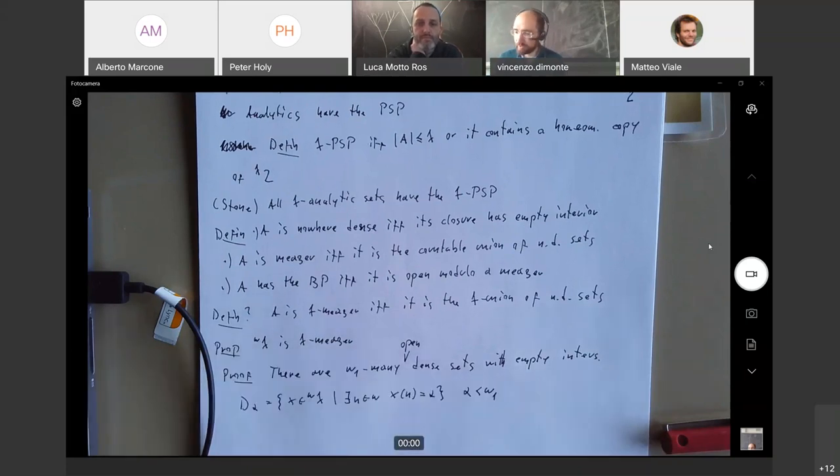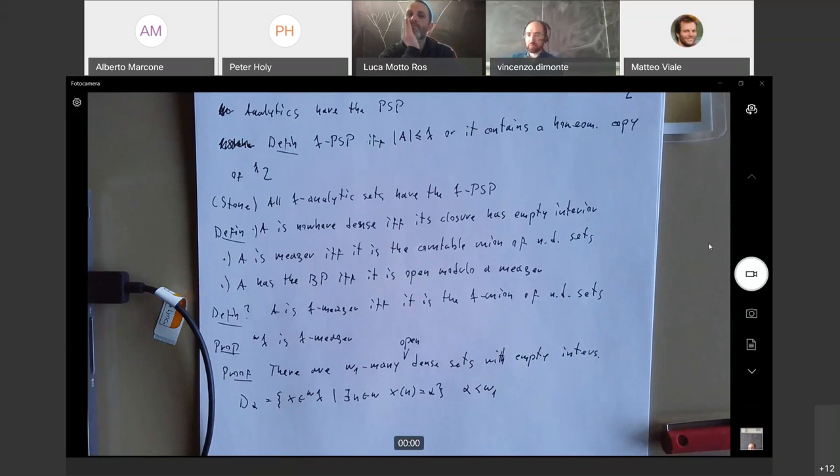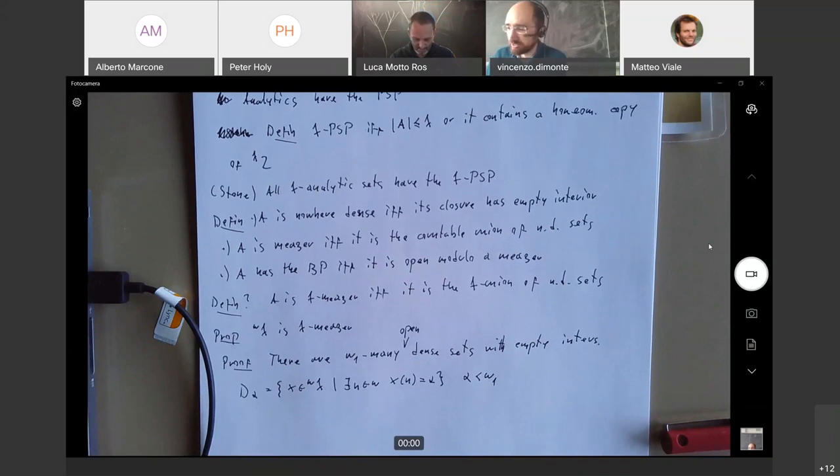Okay, these are the ones. So actually, we don't need to go up until lambda. We just need omega one. Okay, actually, this is an idea of Luca. This is not my idea. I had a different idea.